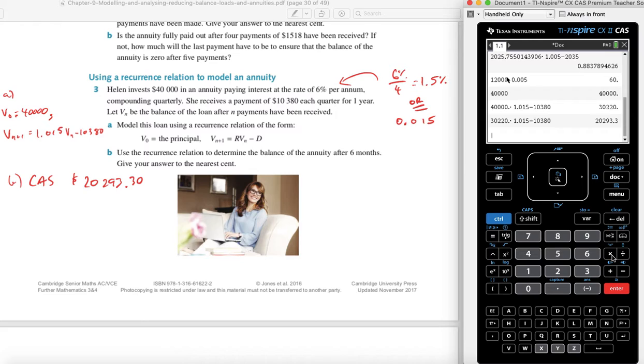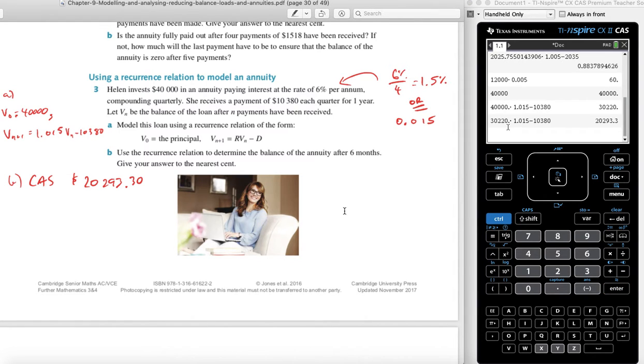So what was that, sorry? After 6 months. Oh, sorry. Yeah, so that's our amount right there. I've got that spot on, because 2 quarters is going to be 6 months. Just had a little mind slip there.